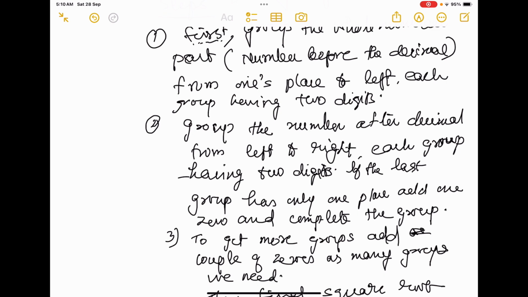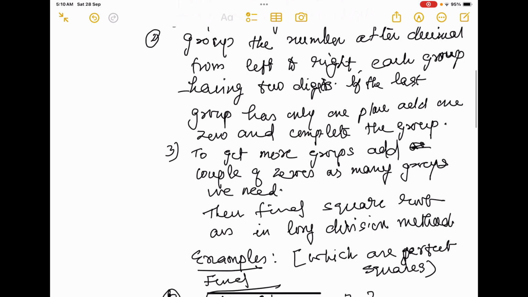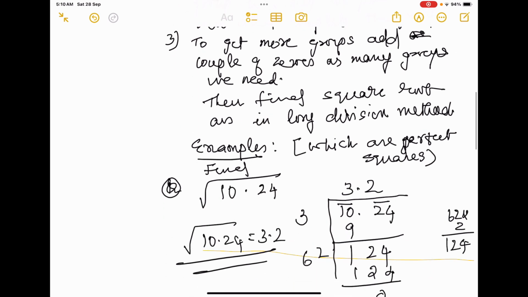If the last group has only one place, add a 0 and complete the group. Then, to get more groups, add a couple of zeros, as many groups as we need. Then find the square root as in the long division method. Examples which are perfect squares. Find the square roots of decimal numbers which are perfect squares.